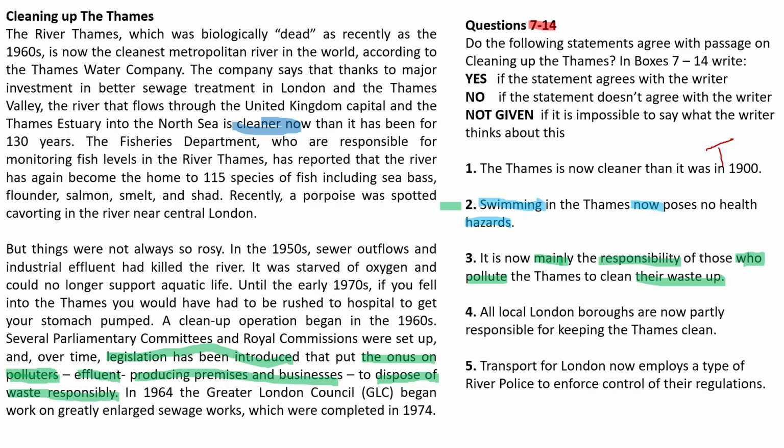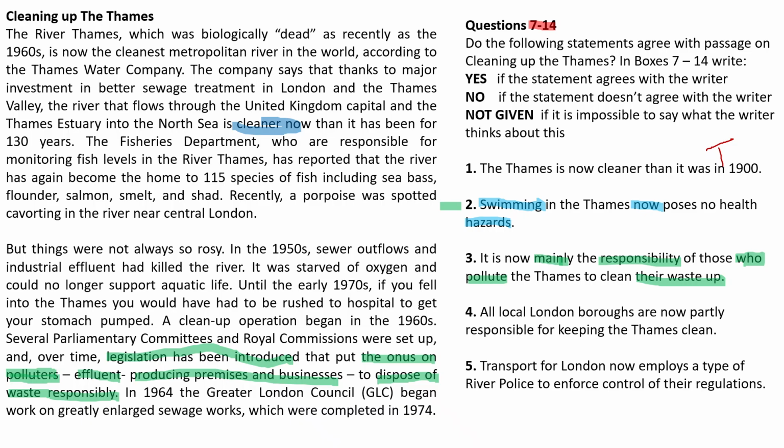Start with the first sentence. Remember, these questions are in chronological order. I'm going to explain later on what chronological order is. Let's start with the first question with the first paragraph only. So with the first line, jump through the words biologically dead, recently, 1960, that's not 1900. Jump, cleanliness, metropolitan, according, Thames Water Company, thanks, major investment, better sewage treatment, London, Thames Valley, flows through United Capital, cleaner now. Now this is very similar. Okay, now you're close to the answer.